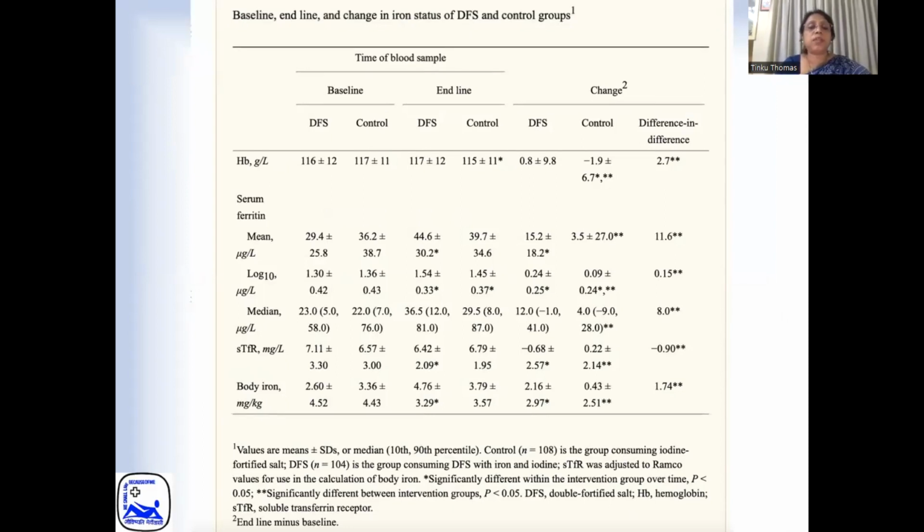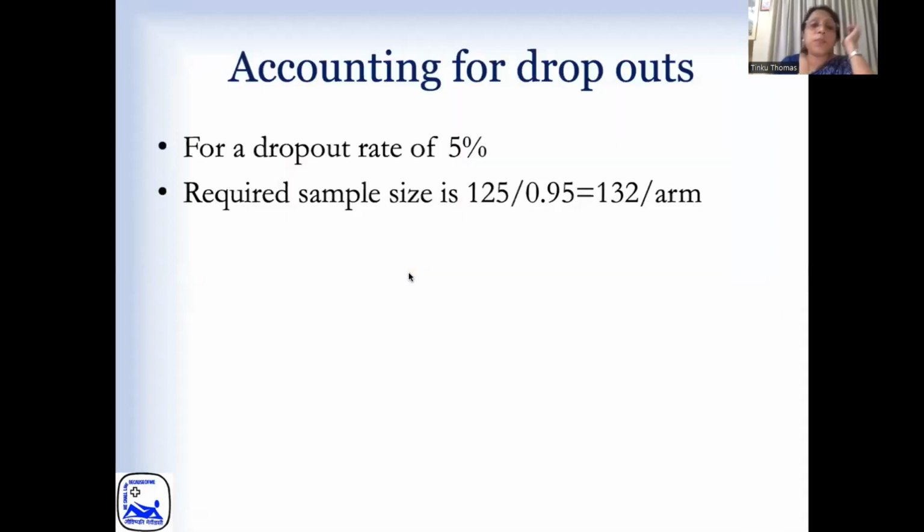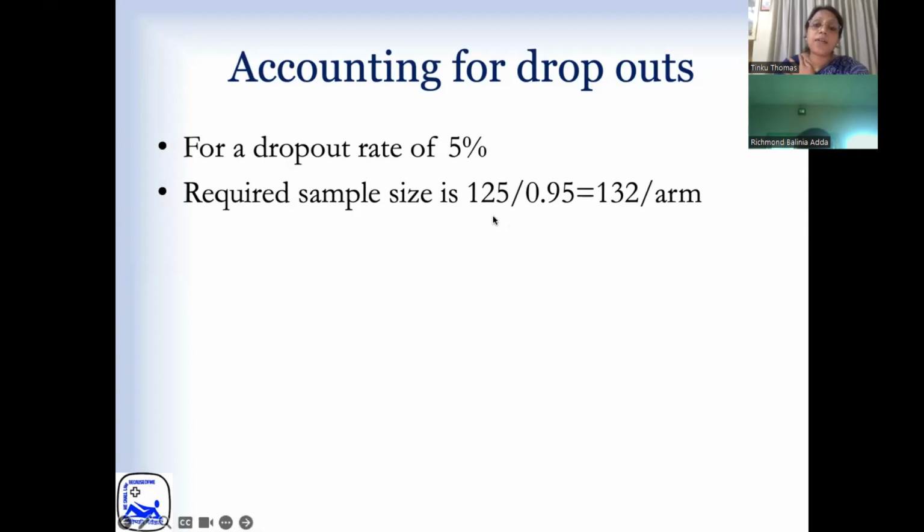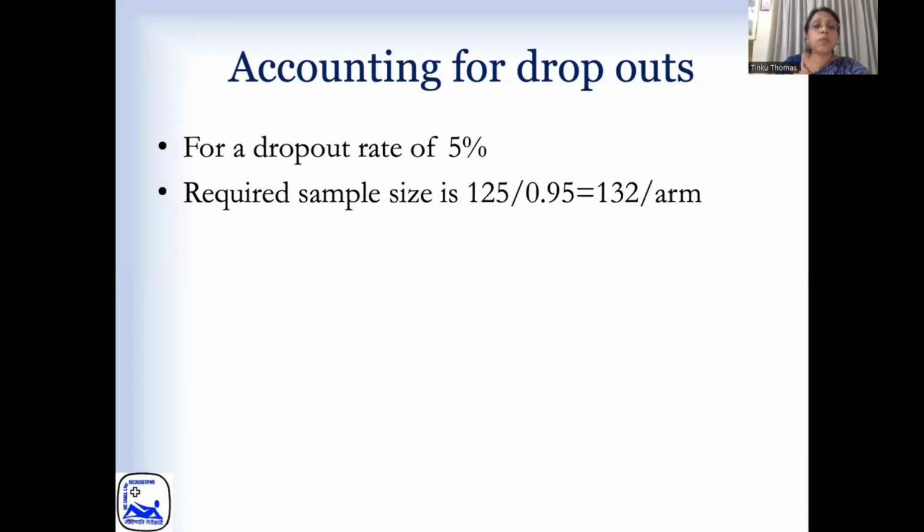So I'll show you this. Suppose we are expecting dropouts from the study. You started off recruiting, say, 100 people in each arm, but you're expecting that 5% of the subjects would drop out by the end of the study, then you need to recruit more. So if 125 was your calculated sample size, you should actually be recruiting 132 people per arm, so that at the end of the study for statistical analysis, you would still have 125 subjects per group. So that is adjusting for dropout or any kind of loss to follow-up, especially in longitudinal studies.